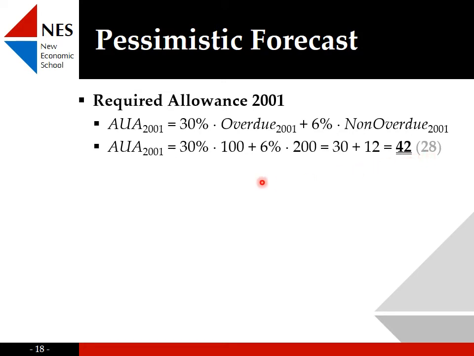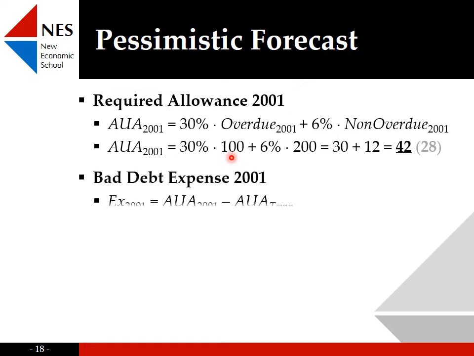This is primarily driven by the fact that relative to year 2000, at the end of 2001, the company has 100 worth of overdue accounts relative to the 70 in the year 2000, and the higher percentage that is required for the overdue accounts, 30 instead of 20, is significantly increasing the amount of the allowance that is needed to set up to cover the overdue accounts.